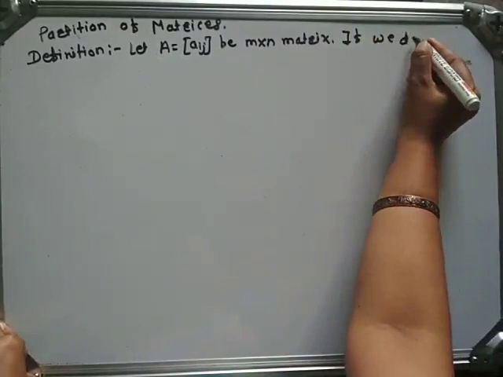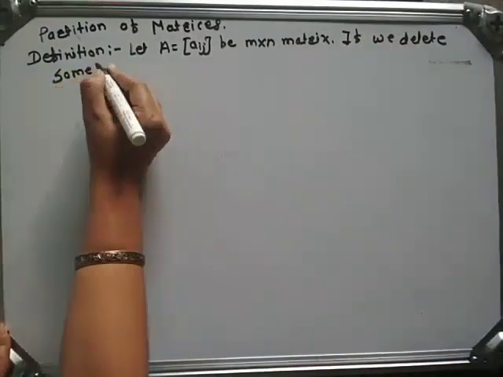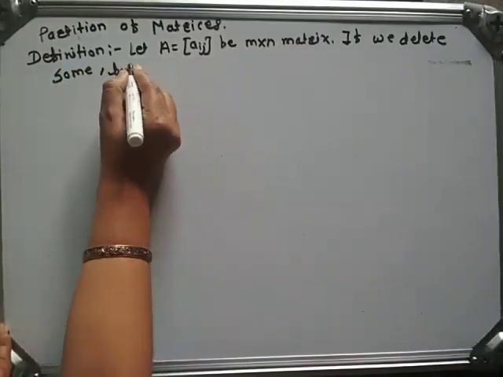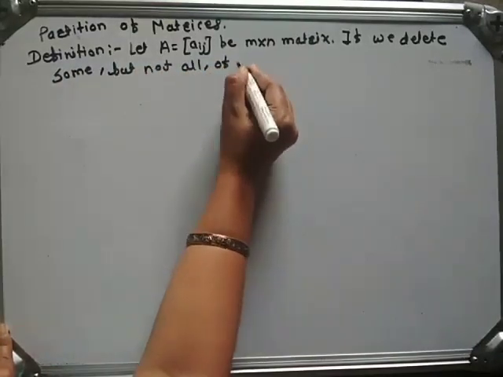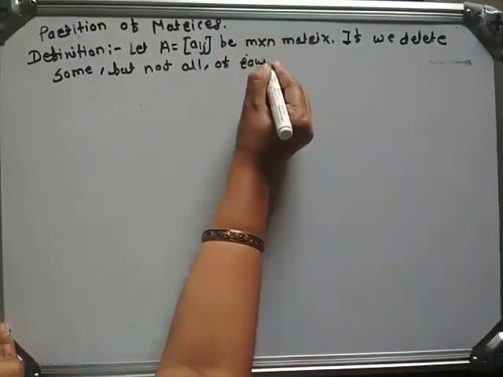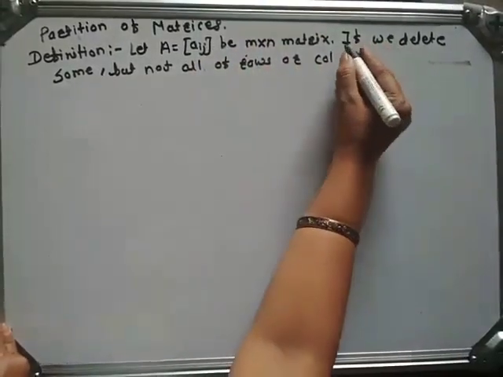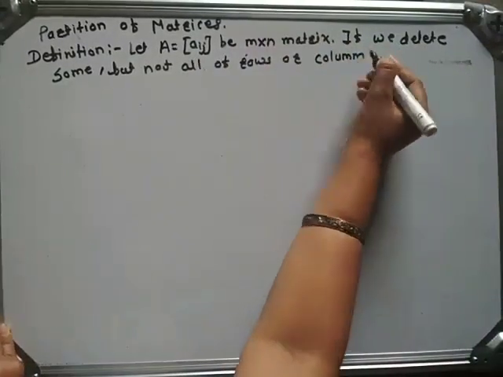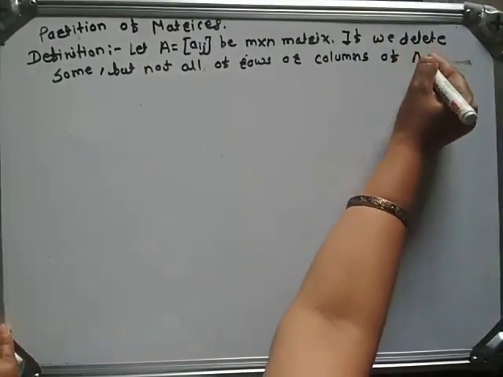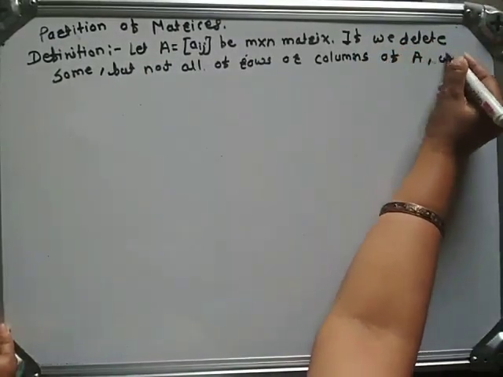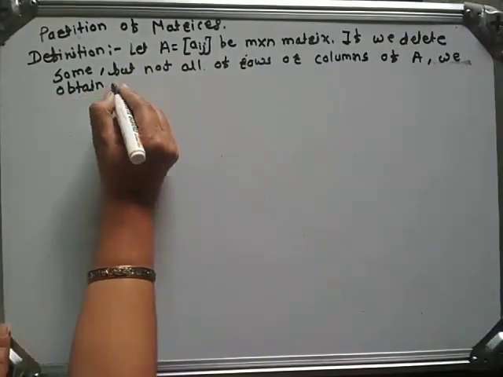If we delete some but not all of the rows or columns of A, we obtain a submatrix.